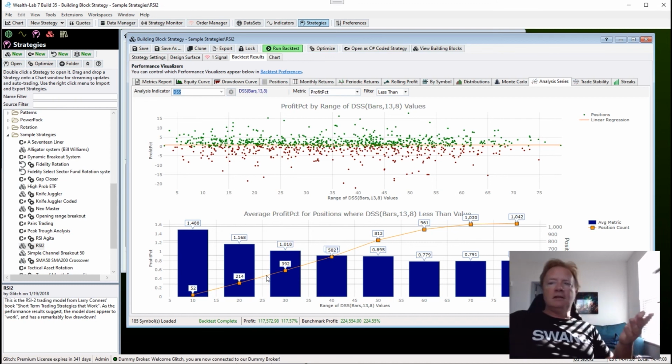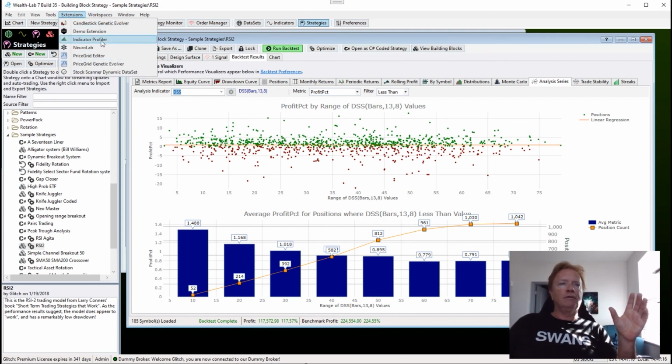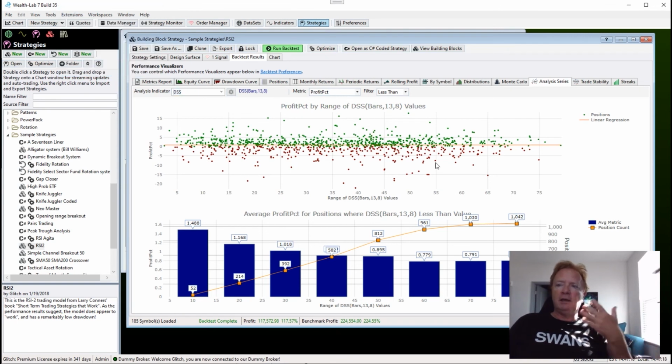So this visualizer is almost like a mini version of our indicator profiler extension, but it's applying to the trades that you generated in your backtest. So it's a great way to quickly see what the results of a filter by any indicator, how that would have affected the system results.